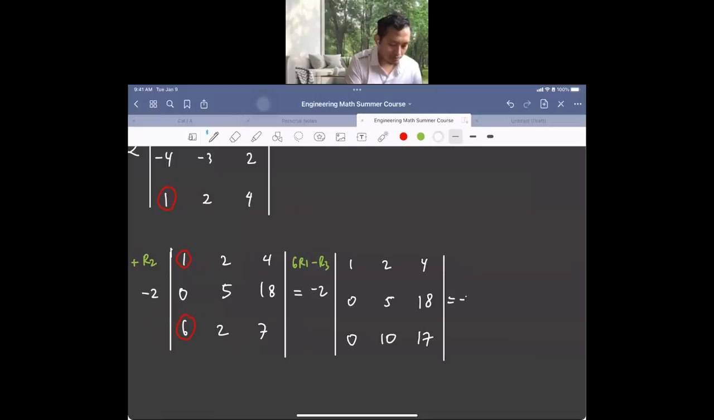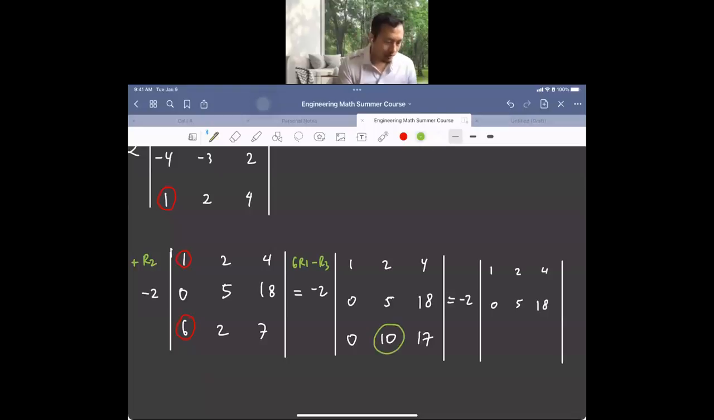And then the next part is 0, 5, 18. Now the next part, we are going to take this to be 0. So 2R2 minus R3. So 0, 10 minus 10 is 0. Last one, 36 minus 17 is 19.